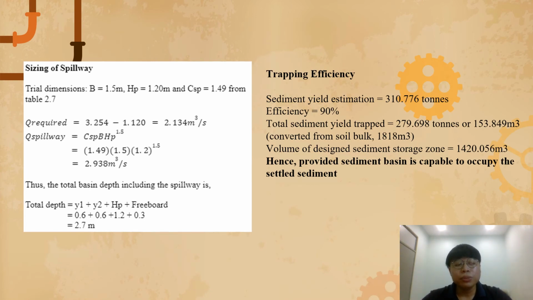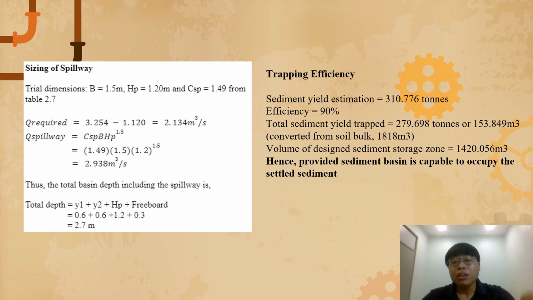The trial dimension B equal to 1.5 meter and the HP equal to 1.2 meter and SCP equal to 1.49 from table, and then the Q required is 3.254 minus 1.12, and we get 2.134 meter cube per second. The Q spillway we get is 2.938 meter cube per second, is larger than the 2.134, so it's okay for design. So the whole total basin depth including the spillway is 2.7 meter.